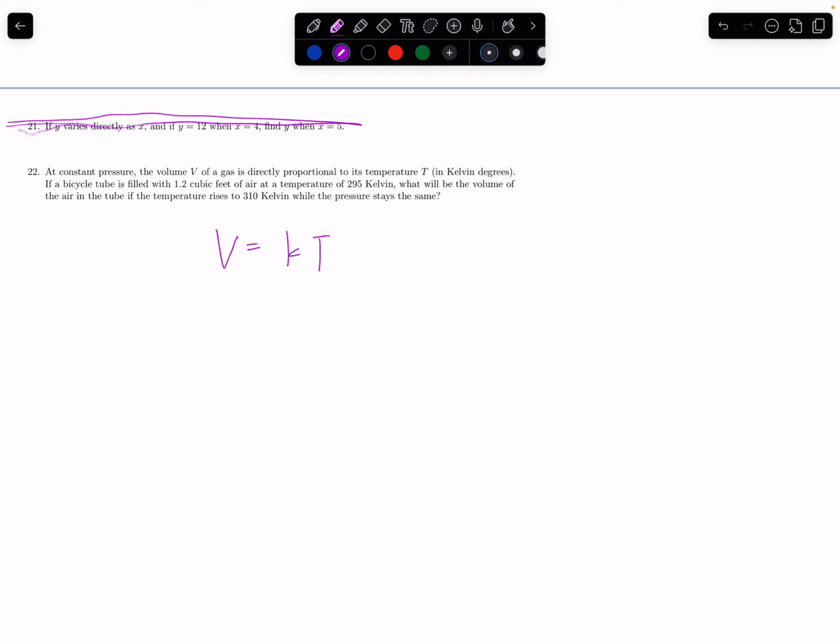Another easy one, okay. The bicycle tube is filled with 1.2 cubic feet of air, that's a volume, at a temperature of 295 Kelvin, so that's the temperature. What would the, okay, blah, blah, blah. Before we move on, let's just pause right there and solve for k. So k is going to be 1.2 divided by 295. And then let's get an approximation there.